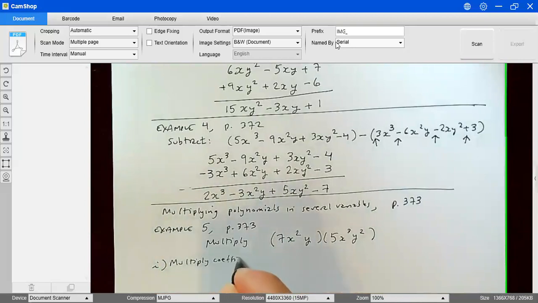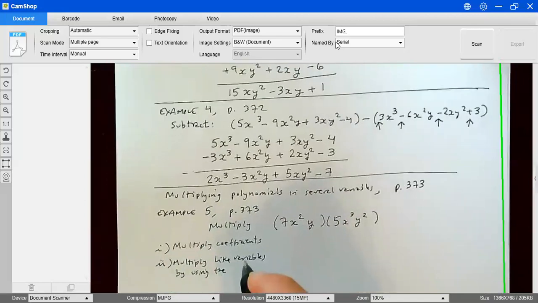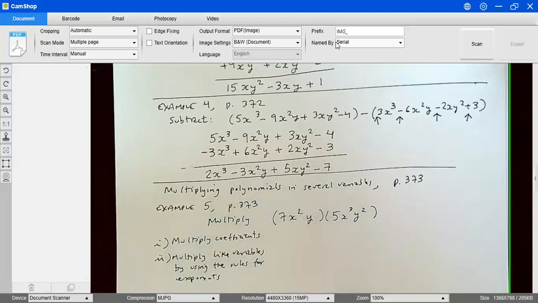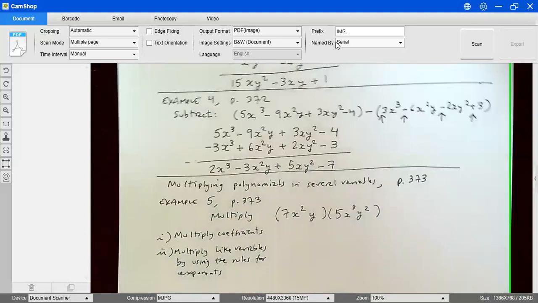Multiply coefficients, and we're going to multiply like variables by using the rules for exponents that we learned from previous sections.